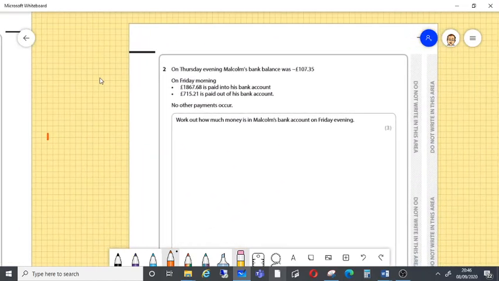Okay, so a quick read of this. On Thursday evening, Malcolm's bank balance was minus £107.35. Friday morning, he was paid £1,867 and 68 pence, and £715 and 21 pence was taken out of his bank account.